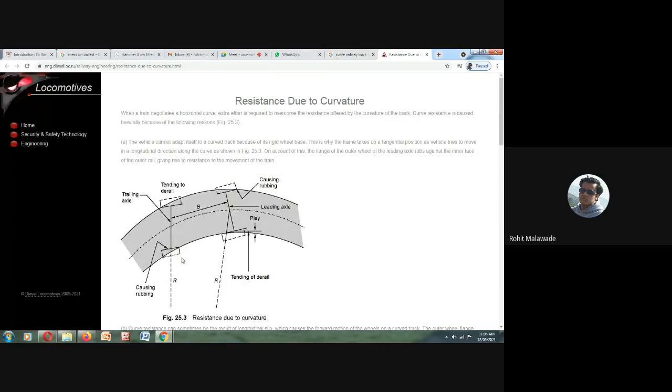As a result, this outer rail will try to move out. In the case of a curve, the outer rail will try to move out. So there is a necessity to have the widening of the gauge when we are going to move on a curved track. The inner wheel will travel a smaller distance, whereas the outer wheel will have a larger distance. As a result, the outer wheel will try to move outside.